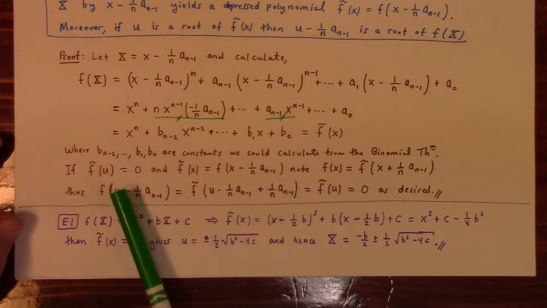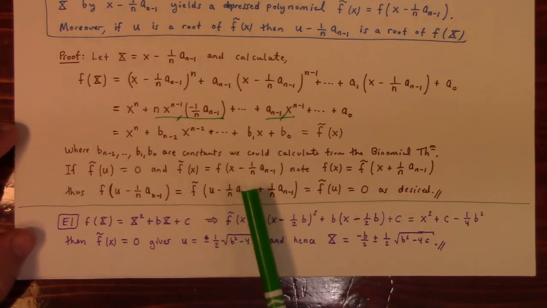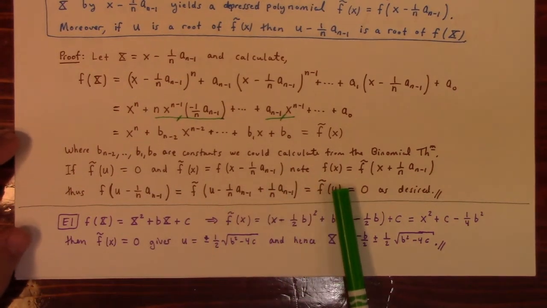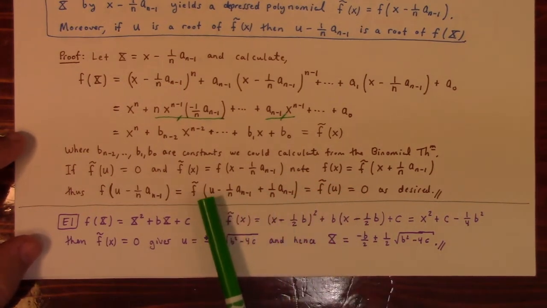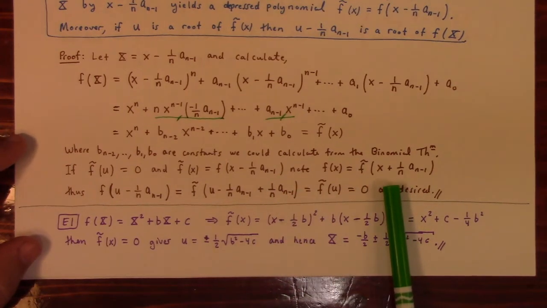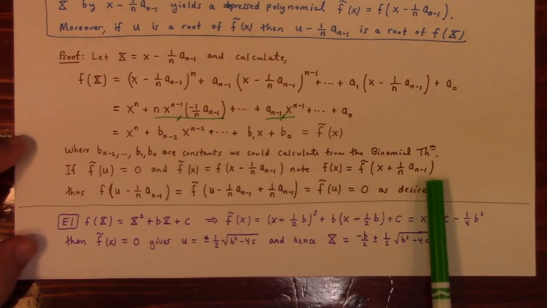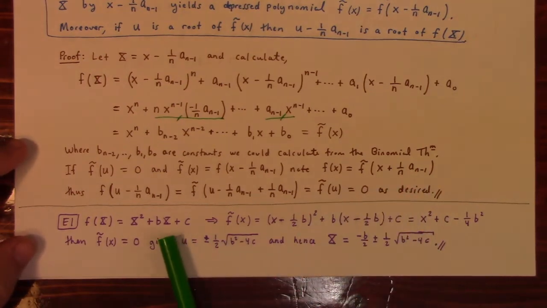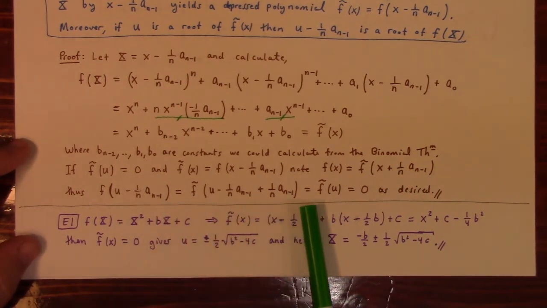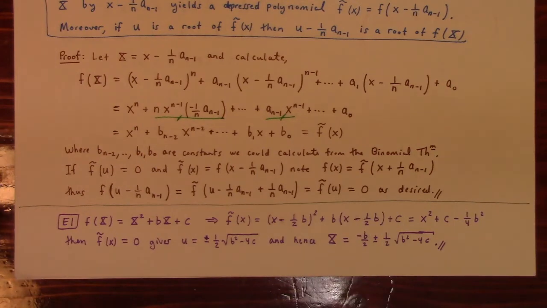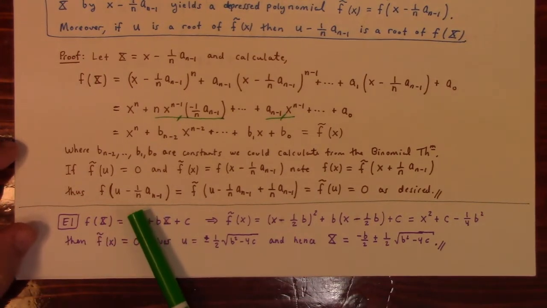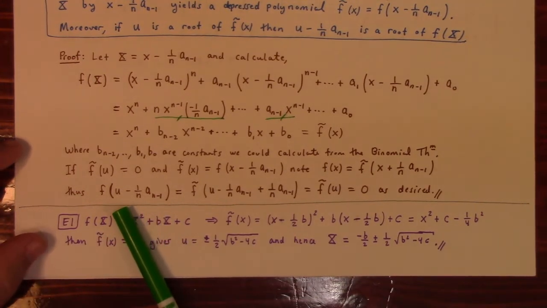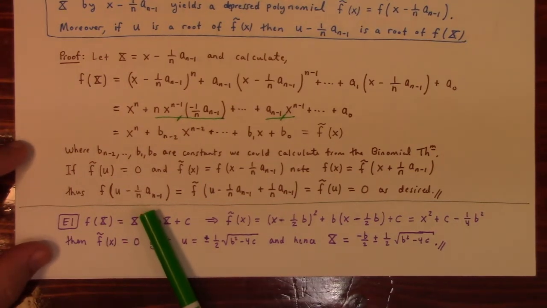And then finally, if f tilde of u is equal to 0, then f tilde of x equals to that. So that means that f of x is equal to replacing x with f tilde with x plus 1 over n a to the n minus 1. So anyway, you just sort through it, and you can see that f tilde of u is equal to 0 as desired. All right. Now, this is given. What's interesting is that the original polynomial at u minus 1 over n a minus 1 is 0.